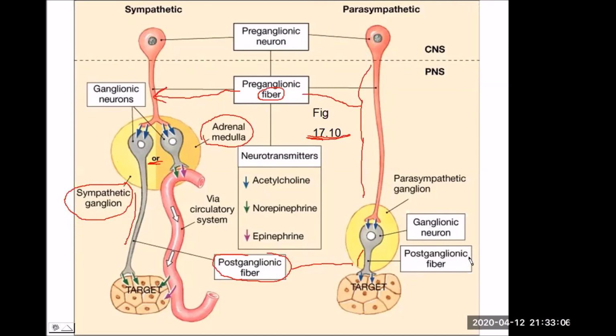And then lastly, looking at the postganglionic neuron, the specific neurotransmitter produced, we can see here for the parasympathetic, the blue coloring is representing the release of acetylcholine. Whereas here for the sympathetic division, the postganglionic neuron is releasing norepinephrine at its synaptic terminals.